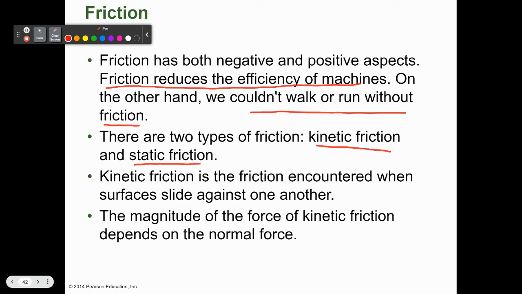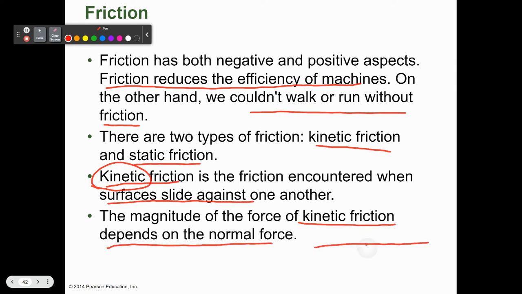Kinetic friction is the friction that we encounter when two surfaces slide past each other. So remember, kinetic energy is the energy of motion. So when we talk about kinetic friction, we're talking about surfaces sliding past each other. And the magnitude of kinetic friction depends on the normal force. Remember, we said that normal force is the force perpendicular to the surface. So kinetic friction depends on, or is related to, that normal force.